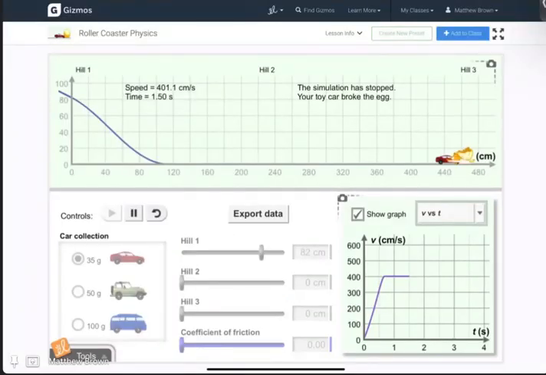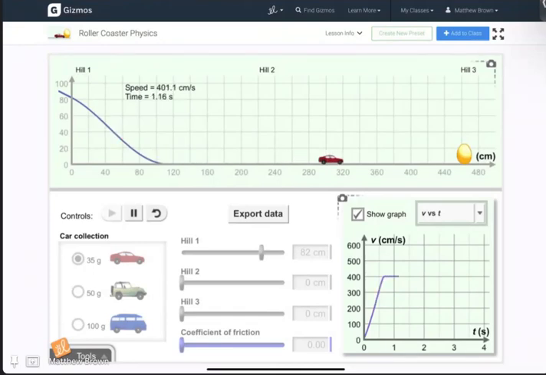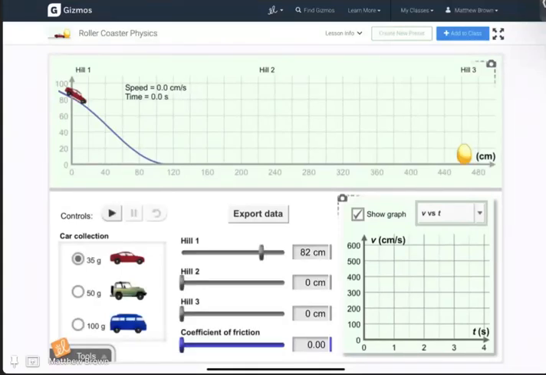Okay, so for this simulation, let me reset it. If you're watching the speed of the car, you can see it gains speed as it goes down. And in this case, it breaks the egg. I'll leave the hill constant. Now, first question is, what happens if I change the vehicle? We can see that I got a speed of basically 400 centimeters a second, 401.1. But what happens if I reset this? Let's go all the way to the big one. Now we've got a 100-gram little toy car that we're going to let fall down this ramp.